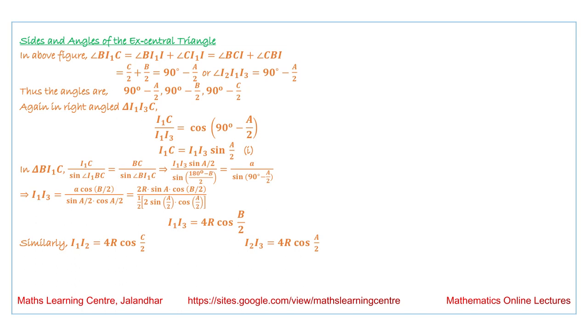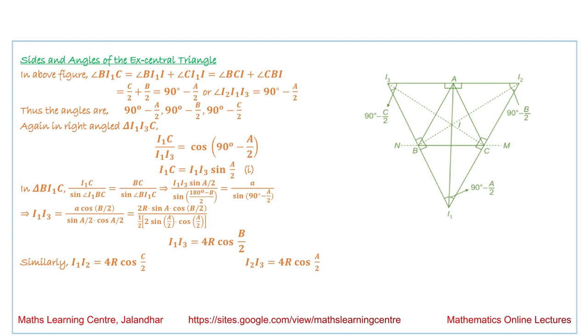Now next we have to calculate the sides and angles of the excentral triangle. So in this figure we are talking about the angle BI1C. This is the sum of these two angles, BI1I and CI1I, and this angle is equal to angle BCI, and this angle is equal to angle CBI.